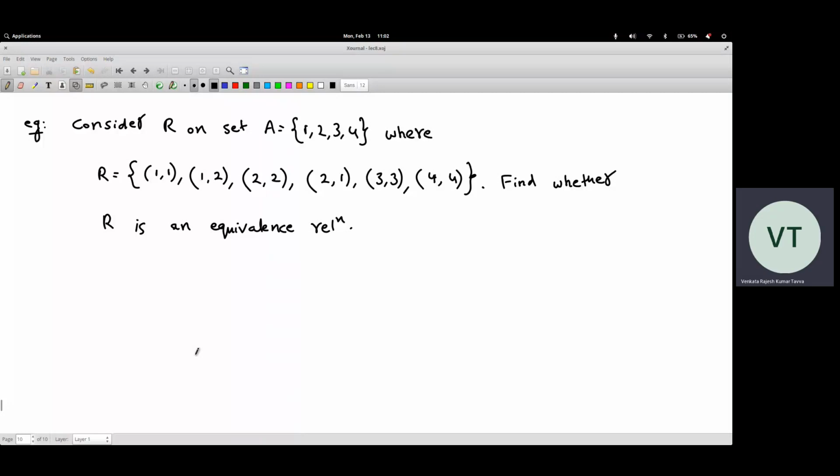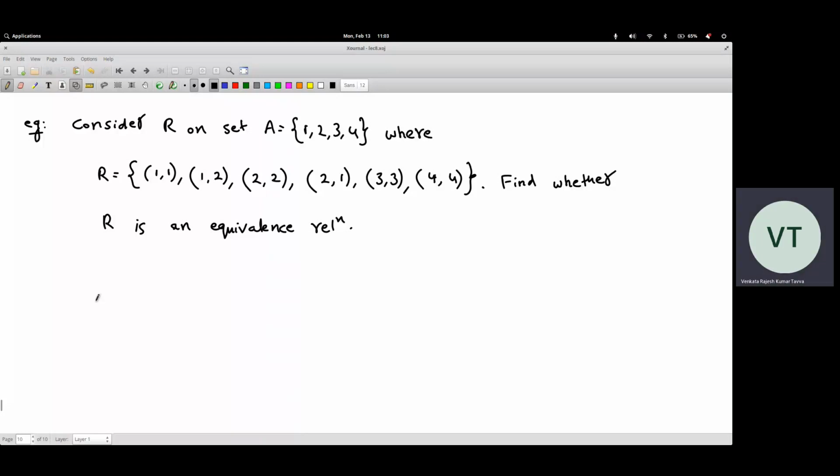And for transitive, if xRy is there and yRz is there, then xRz should be there. You take any possible combination: 1, 1 and 1, 2, you get 1, 2. 1, 2 and 2, 1, you have 1, 1. 2, 1 and 1, 2, you have 2, 2. 2, 1 and 1, 1, you have 2, 1. 2, 2 and 2, 1, you have 2, 1. Yeah, so we got all possibilities. And 3 and 4 don't come into the picture because they are standalone pairs. That's all.